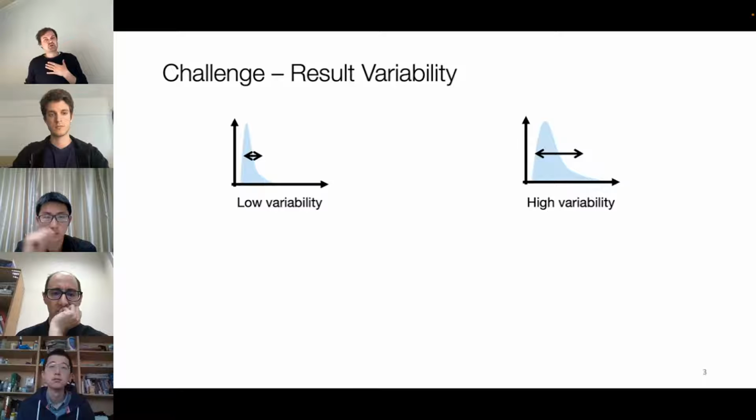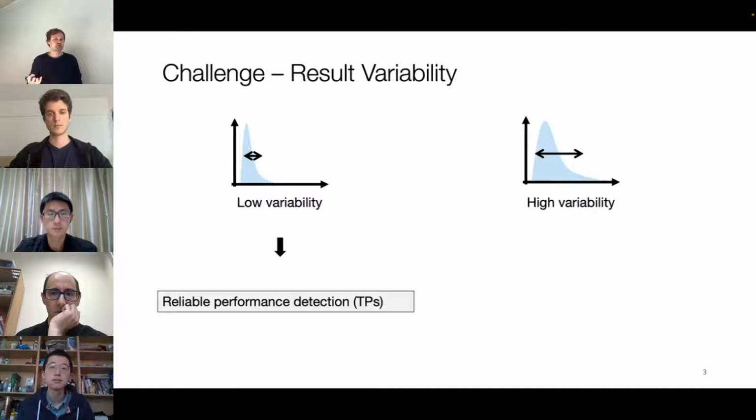So in simple terms, we basically have 2 scenarios. On one side, we can have a benchmark with low variability, and on the other side, we can have a benchmark with high variability amongst its results. And this can have different implications. So when we have a benchmark with low variability, we can be sure that it has reliable performance change detection capabilities. That means whenever we detect a change, we can be sure it's a true positive.